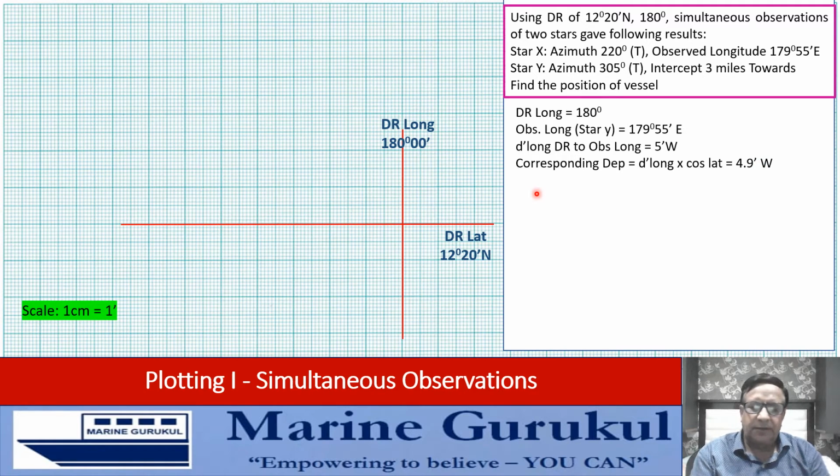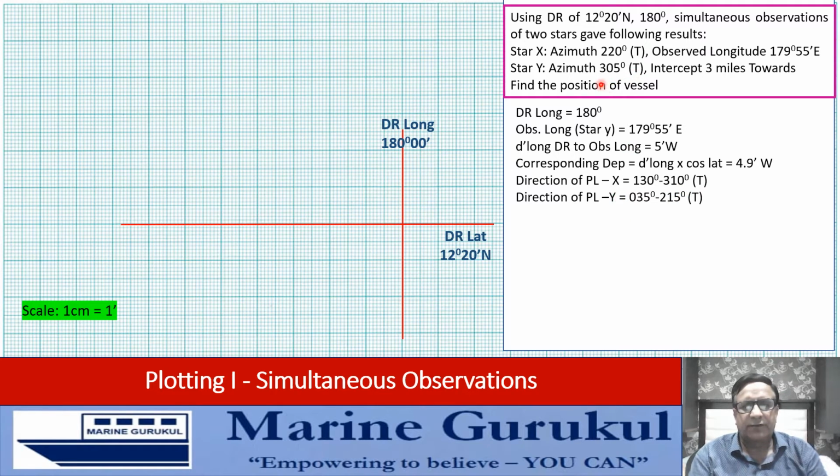We also identify the direction of the PL for star X, which is perpendicular to its azimuth, direction being 130 to 310. And likewise, direction of PL of Y, perpendicular to azimuth of 305 degrees true, and direction being 035 degrees to 215 degrees true.